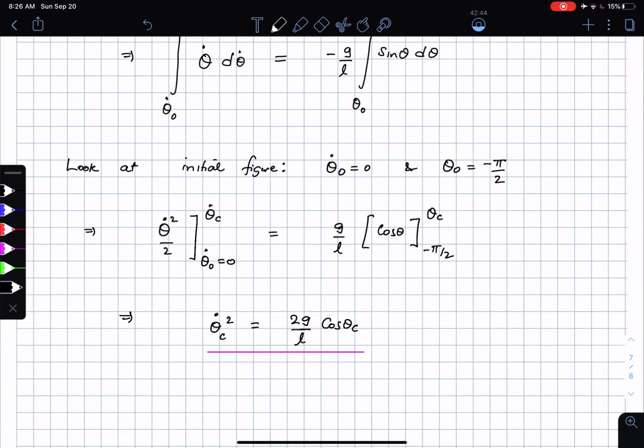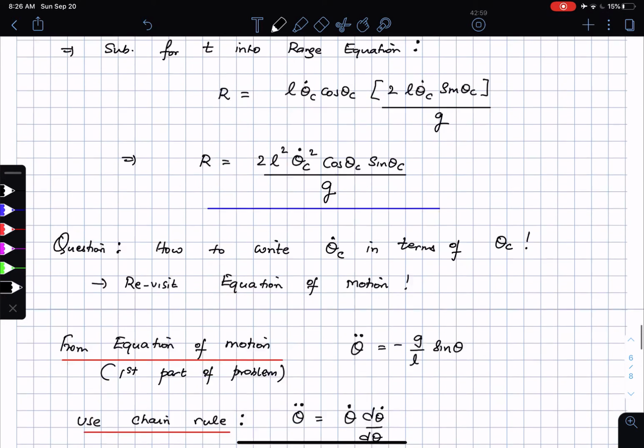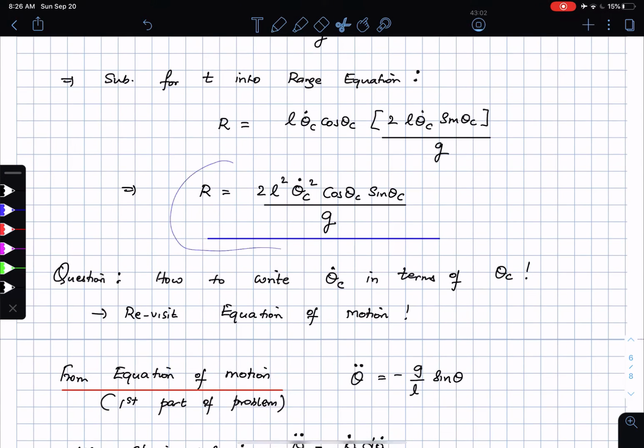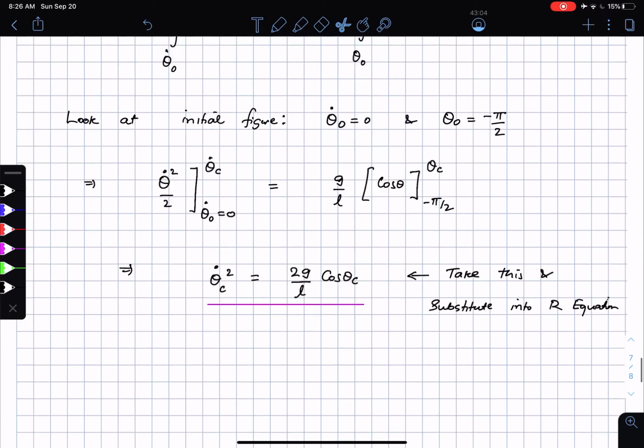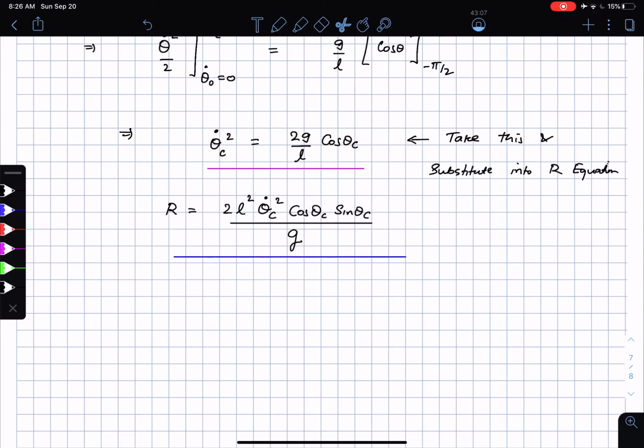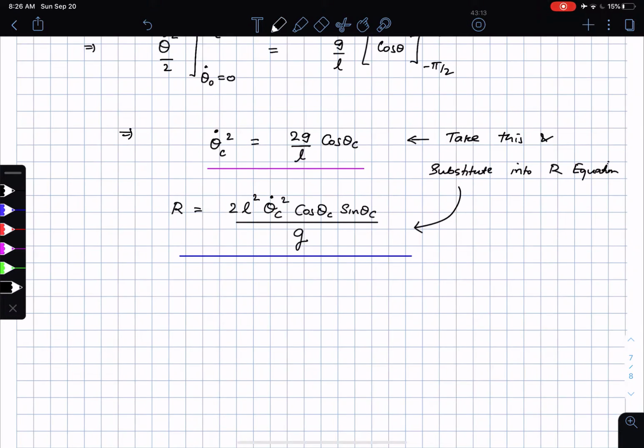Now I'm going to take this and substitute it into the R equation. What is the R equation? That is the equation that we had here. I'm going to copy that and bring it here. So this is the R equation, which is the range equation. If I do the substitutions, I end up getting the following.